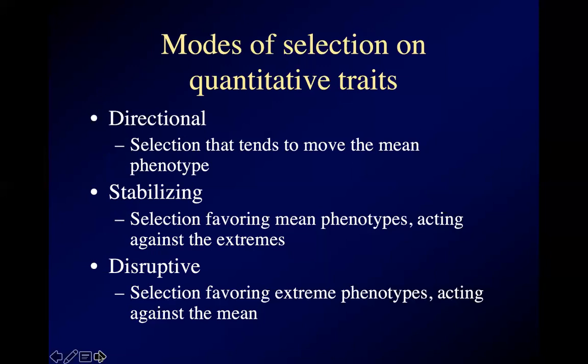Okay, so if you have selection that shifts the mean, it's directional selection. Sometimes you get selection that favors the mean phenotype and acts against the extremes, and we call that stabilizing selection. And sometimes we get selection that favors the extremes and acts against the mean, and we call that disruptive selection. Let's look at some examples.